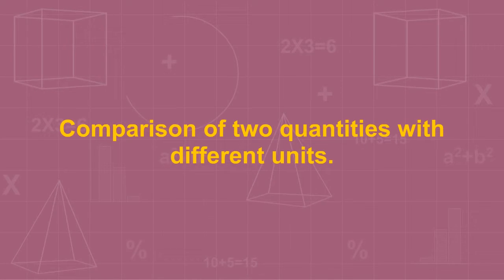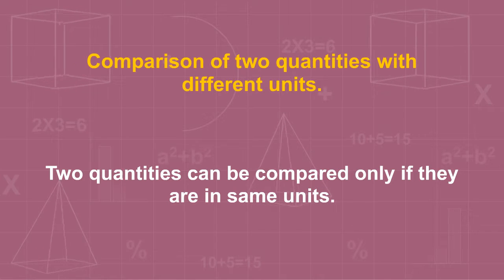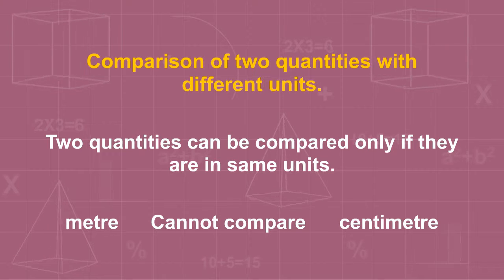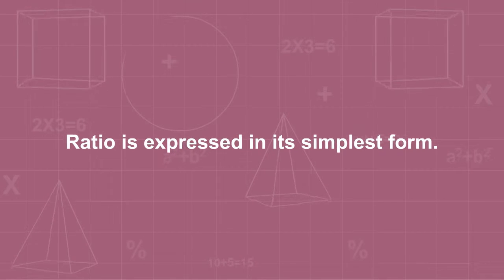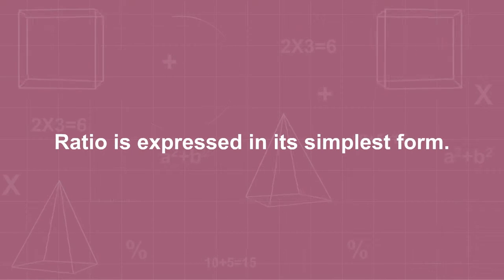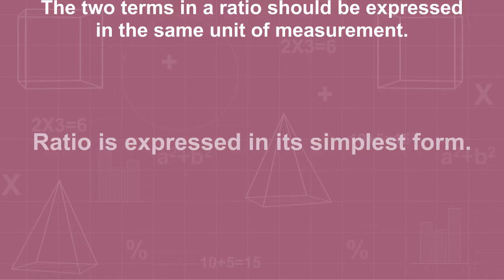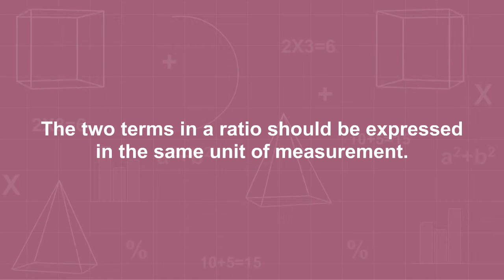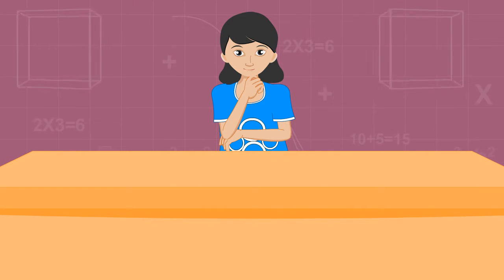Comparison of two quantities with different units. Two quantities can be compared only if they are in the same units. We cannot compare two different quantities with different units like meter and centimeter. Ratio is expressed in its simplest form. The terms in the simplest form cannot be further simplified. The two terms in a ratio should be expressed in the same unit of measurement. Let's understand it with an example.